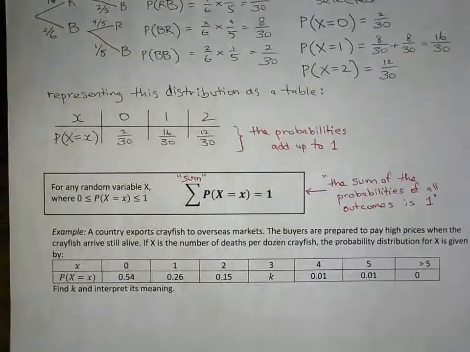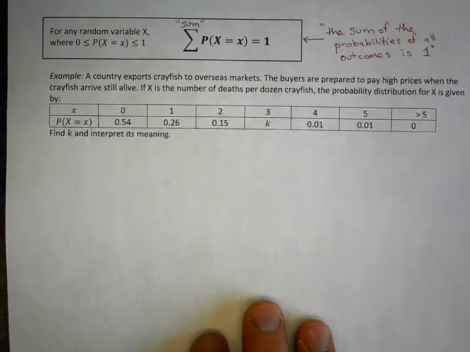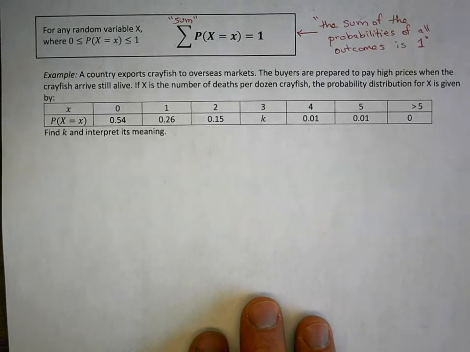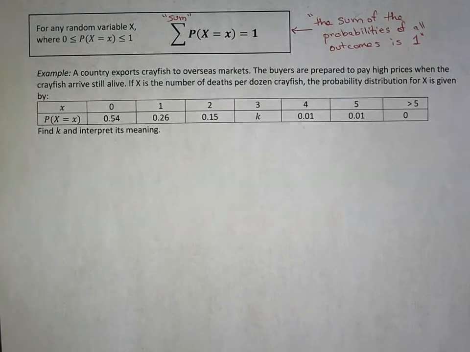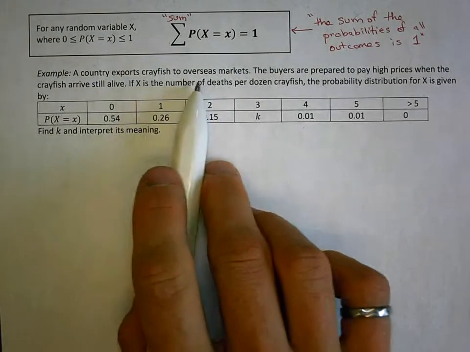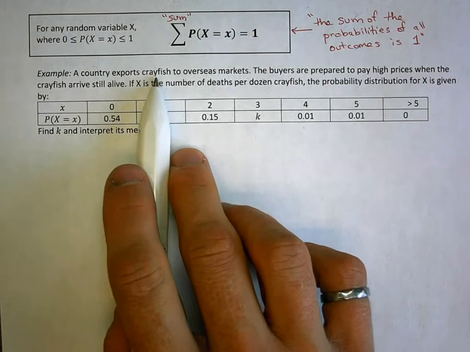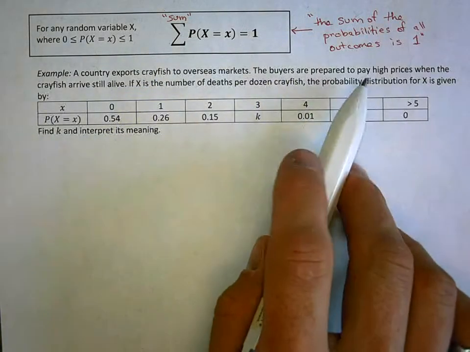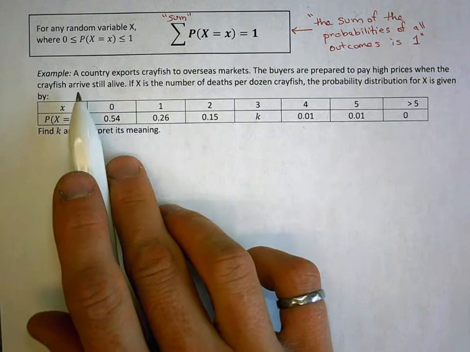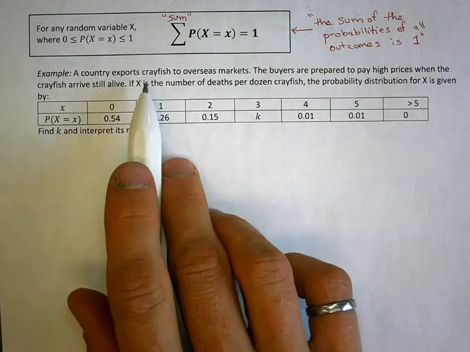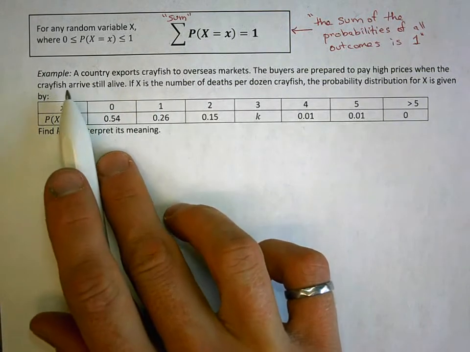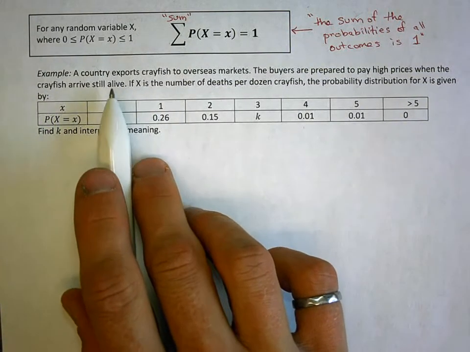Let's do one more question. What I like about this chapter is we get to actually use math to make predictions about the real world. A country exports crayfish to overseas markets. Crayfish is like a fish. The buyers are prepared to pay high prices when the crayfish arrive still alive. Think of like lobster, crayfish, like lobster. We want to eat them, we want to buy them alive.